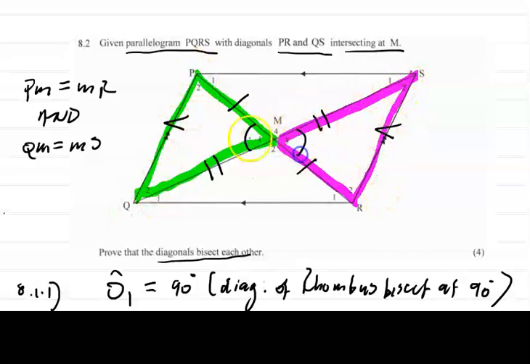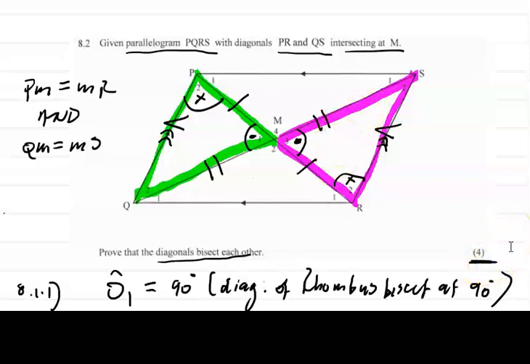We can say vertically opposite angles here: M1 is going to equal M3. What else can we use here? Right, so we got a side, we got an angle, and we can use this one here. We can say P2 and R2 are equal. That will be alternate angles, and that is because they gave us that these lines here are parallel. So we can now prove that these two triangles are congruent to each other, which would now mean that PM is going to equal MR and QM equals MS. Right, so let's go write those statements down for 4 marks.